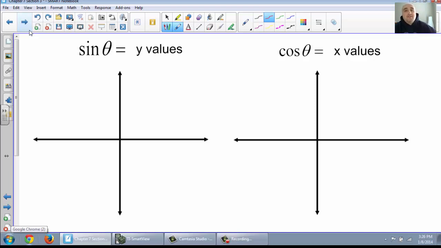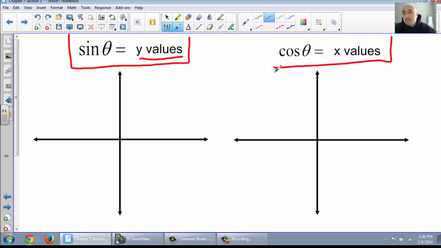All right, so this is very important that you realize this. Sine of theta always deals with y values. Sine always deals with y values. Cosine, however, is the opposite. It always deals with x values. So if you remember that sine is y, then you always know that your sine is going to be positive above the x-axis because y is positive above the x-axis. And then below the x-axis, sine or y is negative, so sine is also negative.